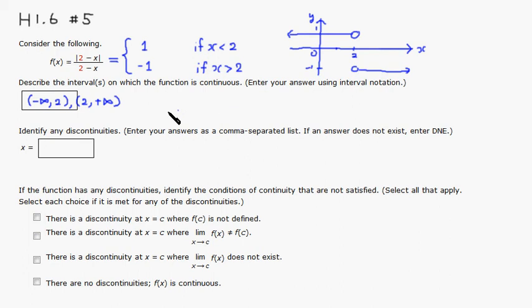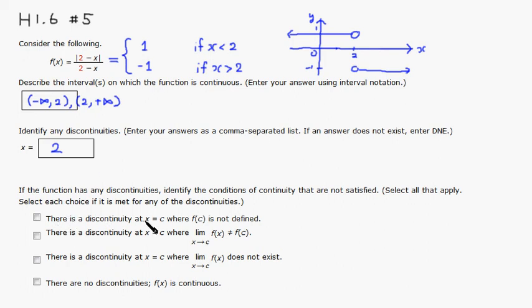All right, and another question: identify any discontinuity. You can see that the discontinuity is at x equal to 2. Then if the function has any discontinuity, and in this case it does, we have to say why there's a discontinuity. Let's look at it.